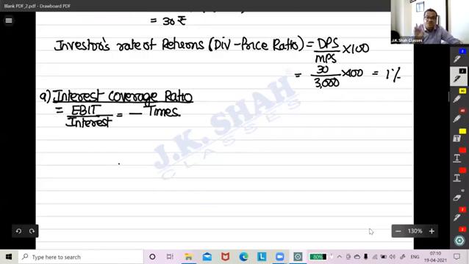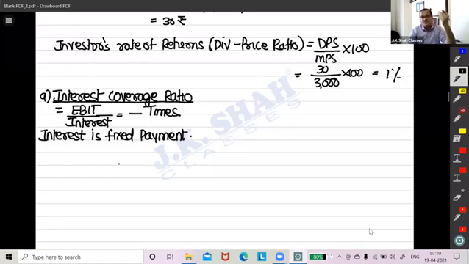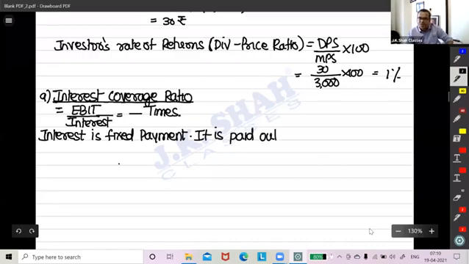First of all, we all need to understand that interest is not a voluntary payment. It's a compulsory payment, right? So interest is a fixed payment. Everybody will agree on that. That's why once we borrow, we have to pay interest. So interest is a fixed payment.